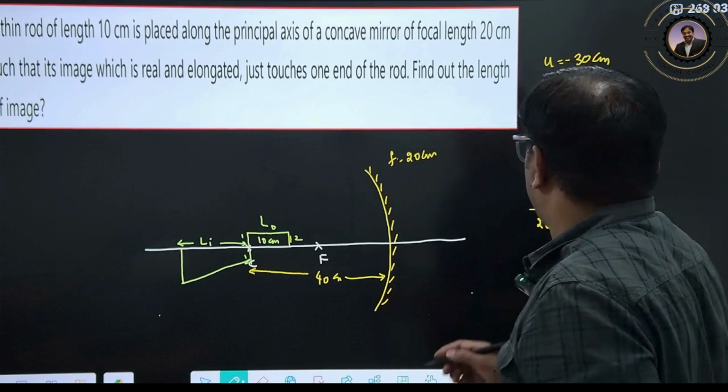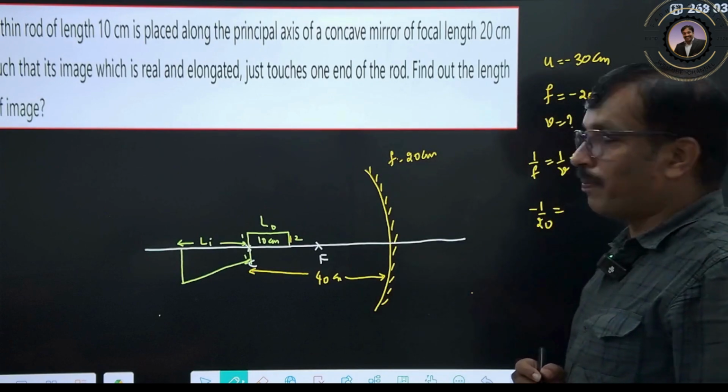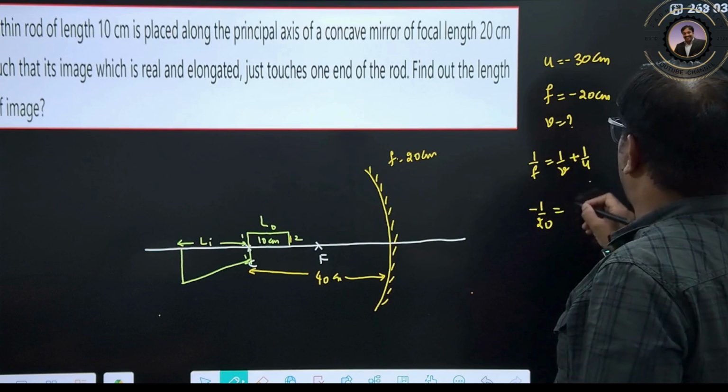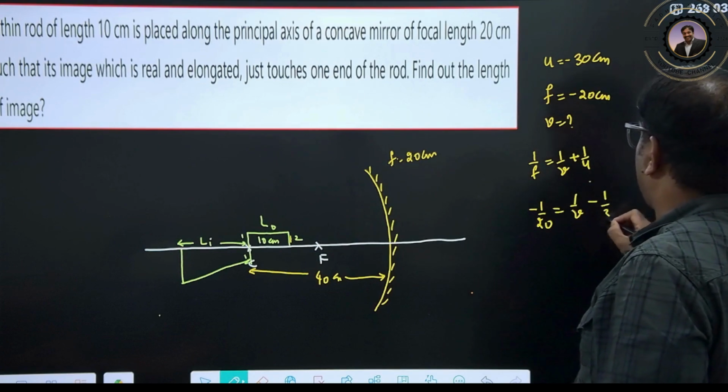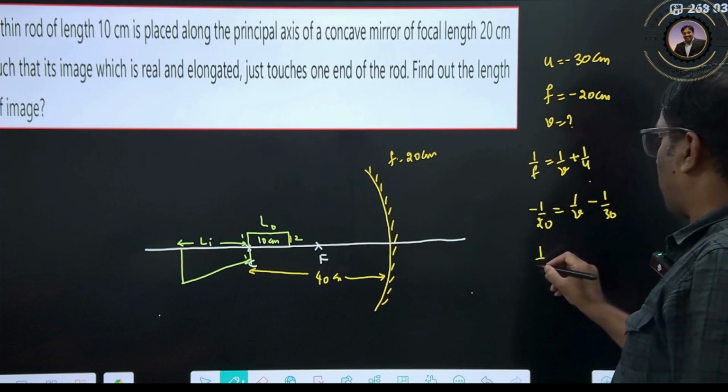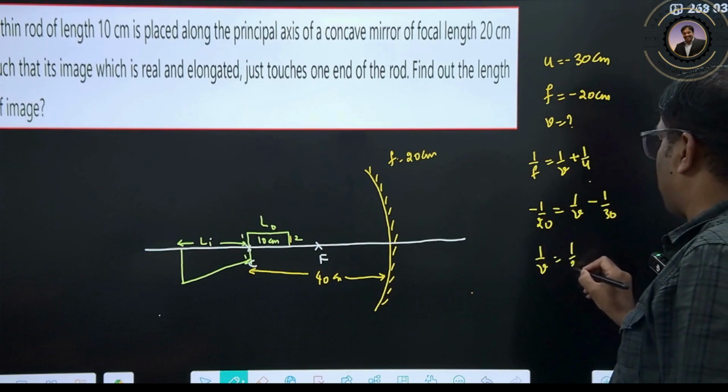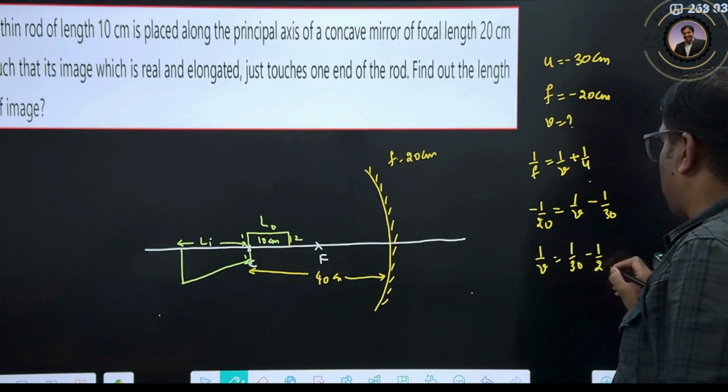So, minus 1 by 20 will be equal to 1 by v minus 1 by 30. Taking it across, 1 by v is equal to 1 by 30 minus 1 by 20. Clear?